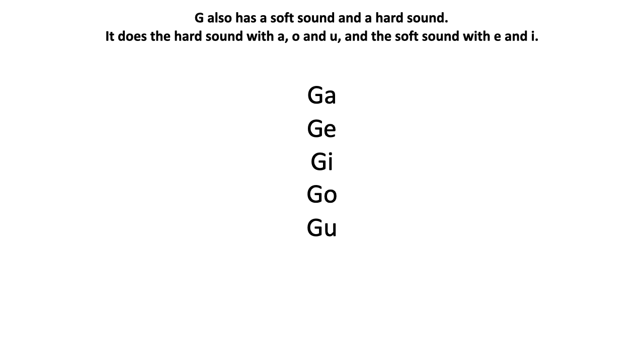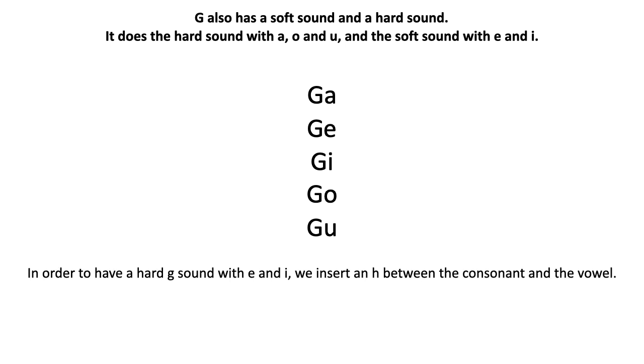And again, you might be wondering, how do we do the hard G sound, the G, with the E and the I? Same thing that we did with C. We insert an H. So let's read these two final syllables. There you go. Ghe, ghi. Ghe, ghi. Okay?